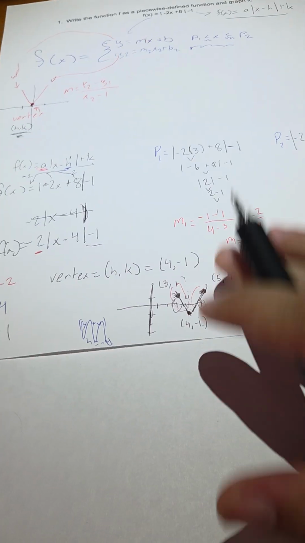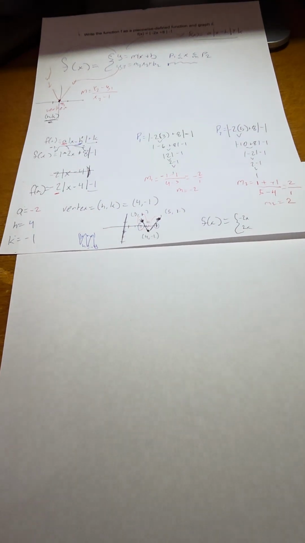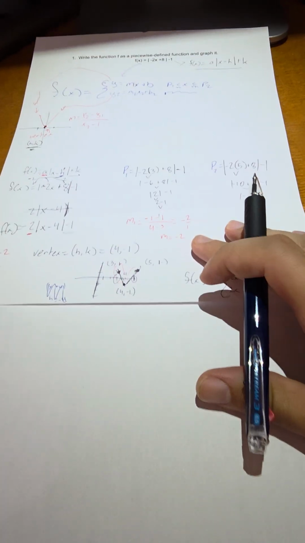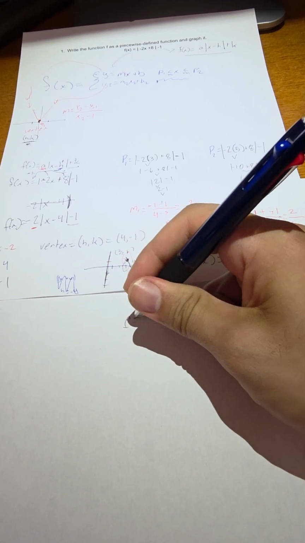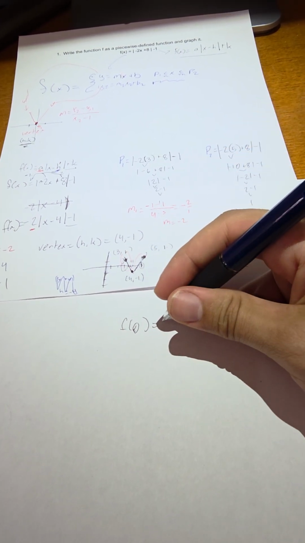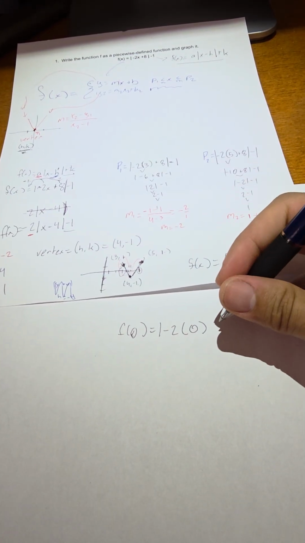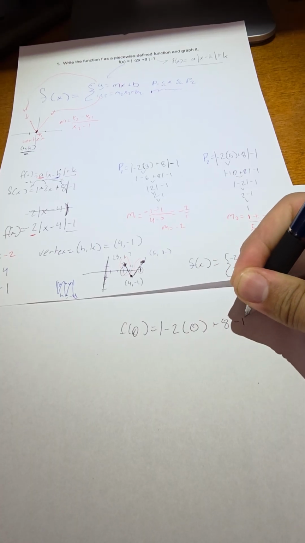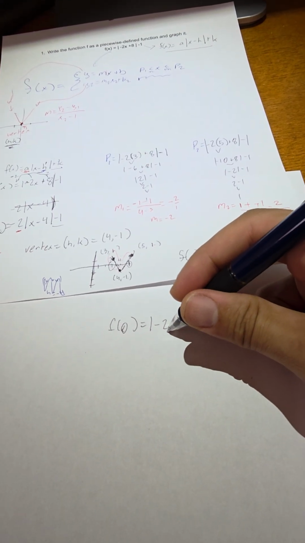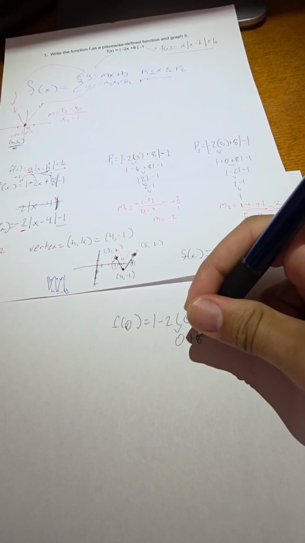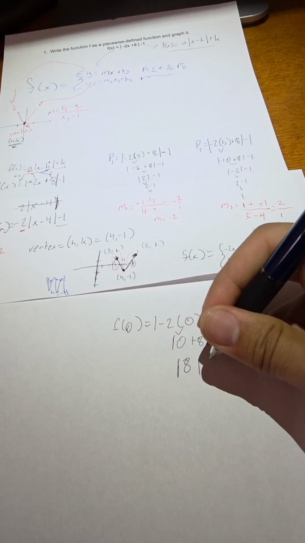So I'm going to write it down here. Extend this out a little bit. Maybe I'll zoom out just a touch. I hope you guys can see this. So our original equation is up here, and I'm going to rewrite it down here. f of 0 is equal to the absolute value of negative 2 times 0, plus 8, close absolute value, minus 1. Negative 2 times 0 is 0, plus 8, close absolute value, minus 1. This ends up being the absolute value of 8, minus 1.